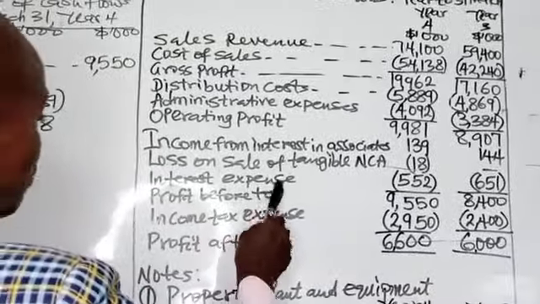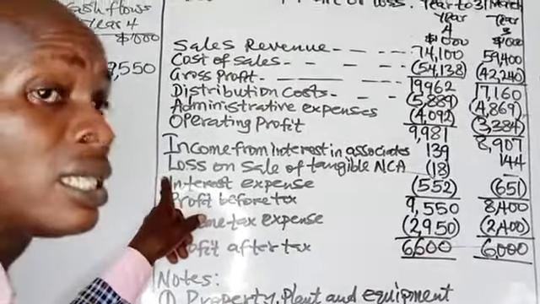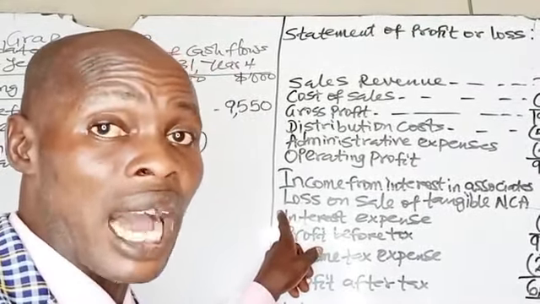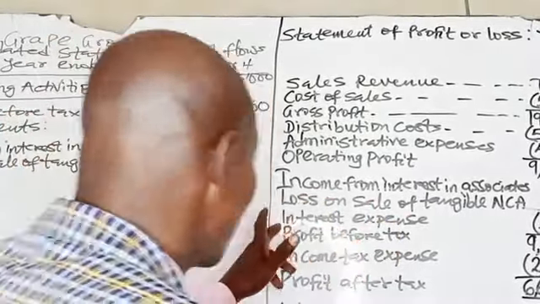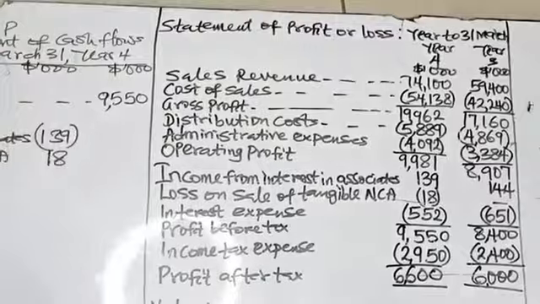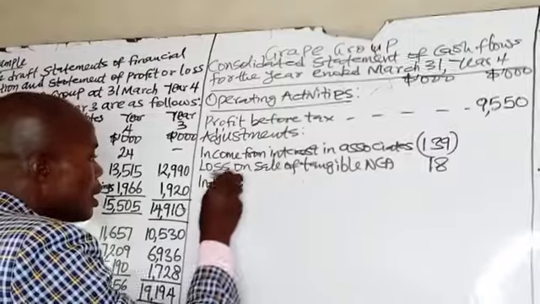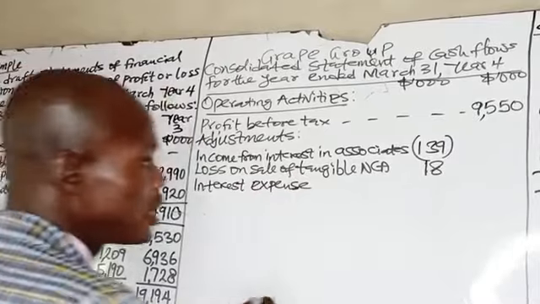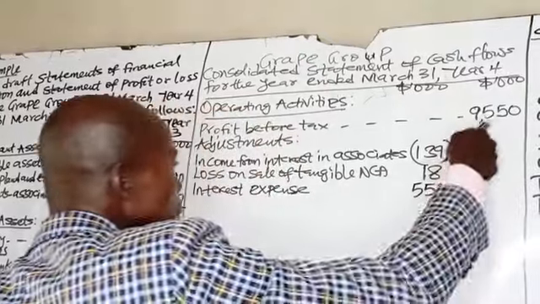Back to the statement of profit or loss. Interest expense. Interest charged as an expense is calculated in line with accrual basis. The interest paid is calculated in line with cash basis. So interest expense is an accrual item. That is why we will need to adjust for that here. Interest led to a reduction in profit before tax, so we add it. So interest expense amounted to 552. We add it because it has reduced the profit before tax.